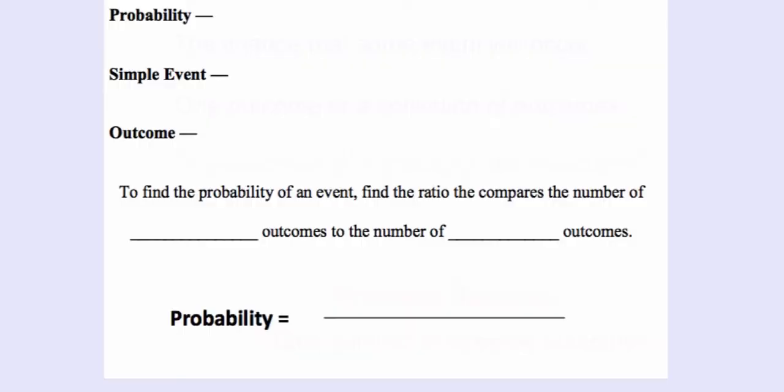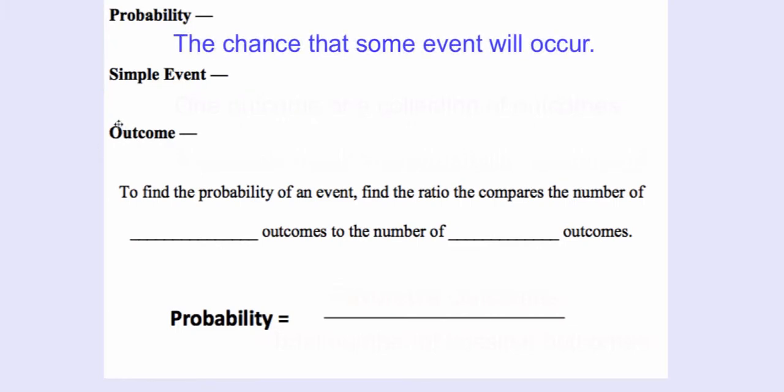This is our first video in the probability unit, and this one is on probability of simple events. So to start, we need to get some vocabulary down. The first is, what is probability? It's the chance that some event will occur. What is the probability that it's going to rain tomorrow, or that you're going to flip heads with a coin?